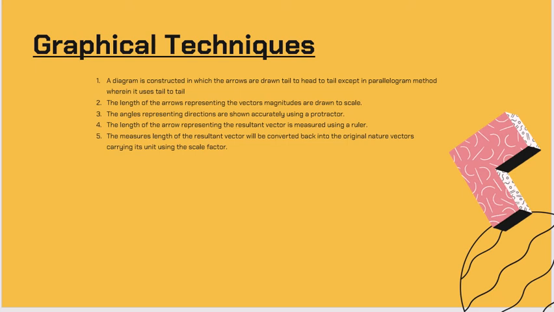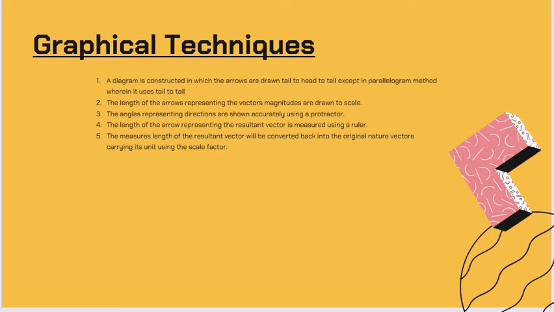Next, we have the graphical technique. These are the following steps to be considered to identify our given vectors. A diagram is constructed in which the arrows are drawn tail to head to tail, except in the parallelogram method, wherein it is used as tail to tail. So, tail to tail is our parallelogram. That is our rule. The length of the arrow representing the vector's magnitude is drawn to scale, and the angles representing direction are shown accurately using a protractor. So, our computation is manual.